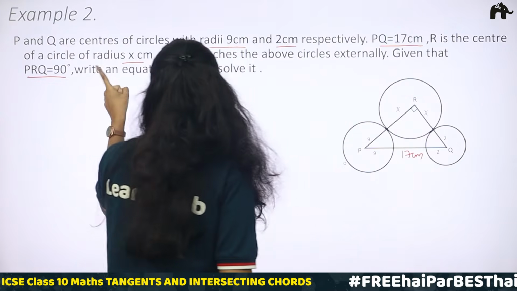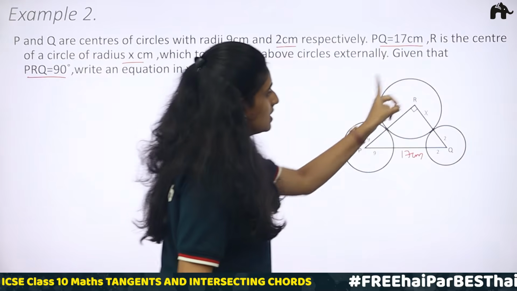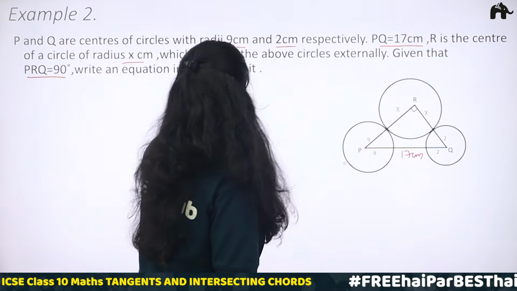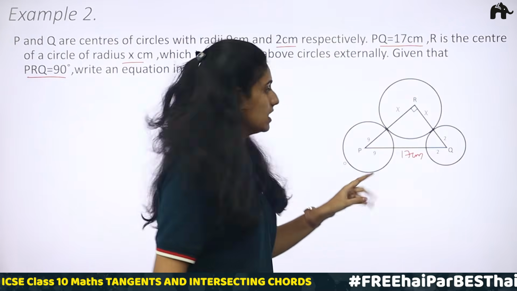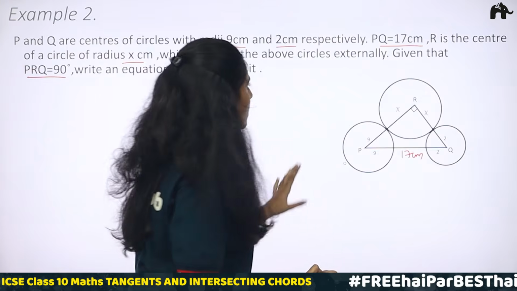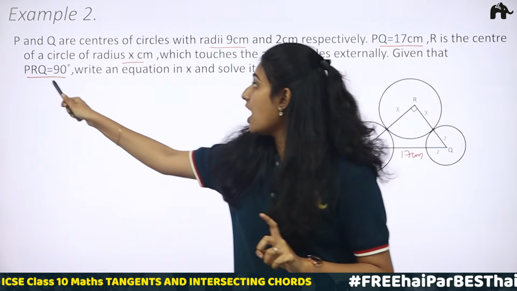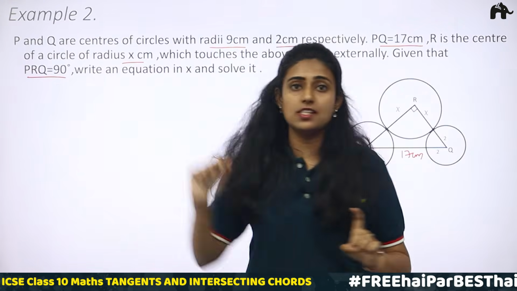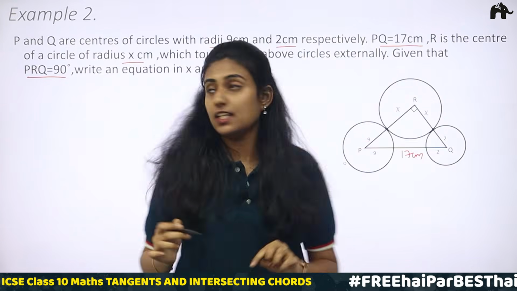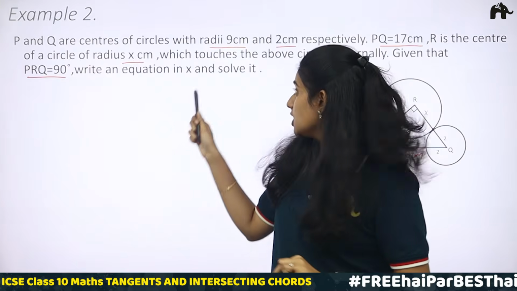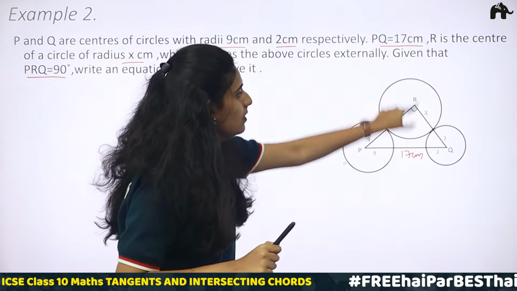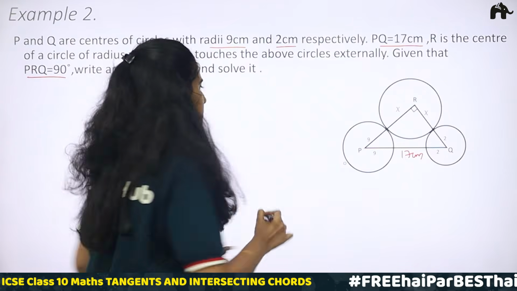R is the center of a circle of radius x. This is the circle of radius x and R is the center which touches both the circles externally. Externally, it is touching both the circles. Yes, we are given that angle PRQ is equal to 90 degree. PRQ, this angle is 90 degree. We have to write an equation in x and find the value of x. x is the radius of the circle with center R.